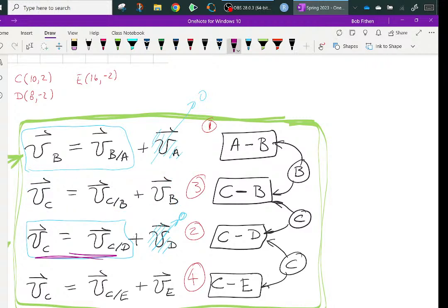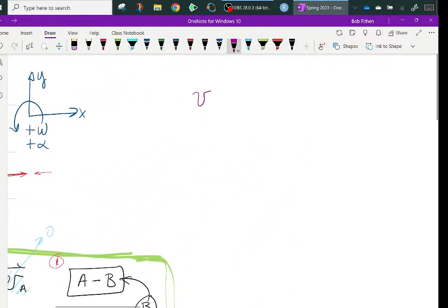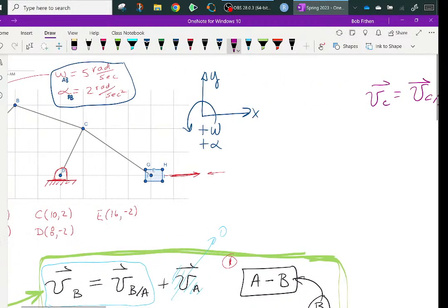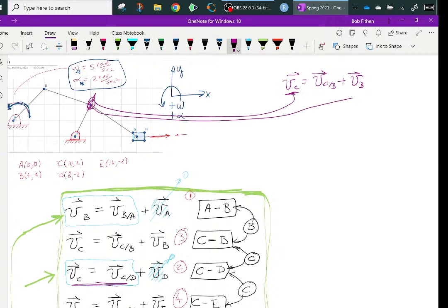Okay, so C and B. Velocity of C equals velocity of C relative to B plus the velocity of B. The funny thing here is I've got an equation for this, and I have an equation for that one too, off of the last one. But I'm just going to carry them for a minute.